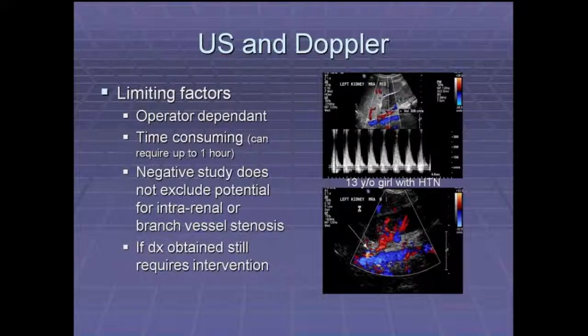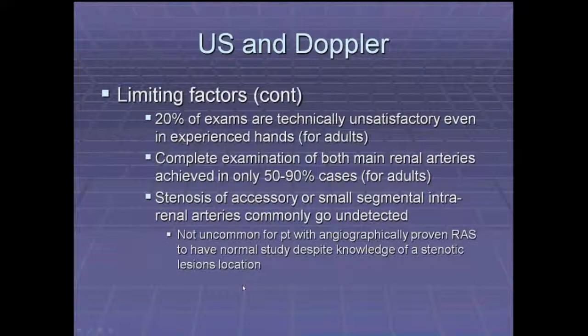A negative study doesn't exclude the potential for other intrarenal or branch vessel stenosis. If the diagnosis is obtained, we still require an intervention. So a negative study really doesn't help us here.